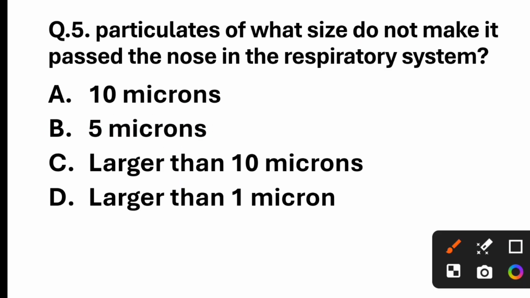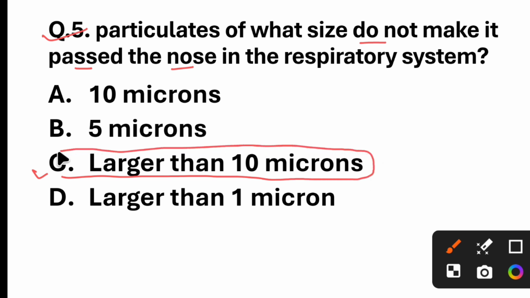Question number 5. Particulates of what size do not make it past the nose in the respiratory system? Answer is option C. Particles larger than 10 micron do not pass the nose. Large particulate matter is stopped in the nose. On the other hand, smaller particulates cannot be trapped here. Particulates larger than 10 microns are trapped by the hair in the nose.